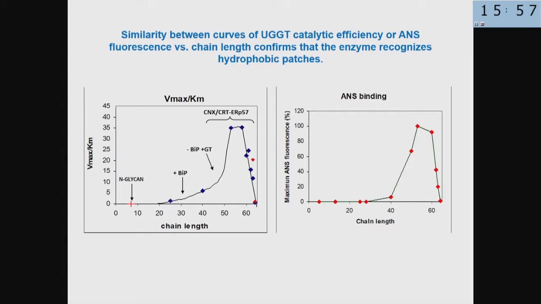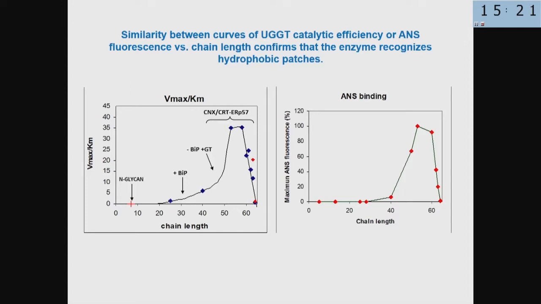neoglycoprotein as an acceptor, and you see, I don't know if you can see, the kinetic efficiency is almost nil until you reach a length of 40 amino acids. Then when the molecule reaches the molten globule conformation, it behaves as a very good acceptor. And then with increasing length, as it approaches the native conformation with 64 amino acids, the kinetic efficiency decreases sharply.